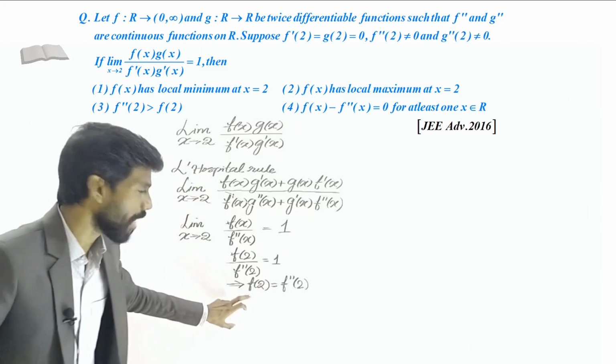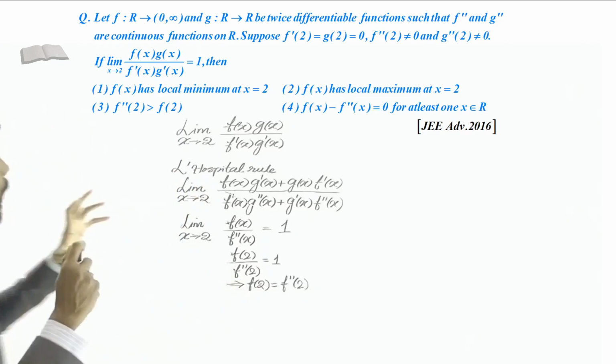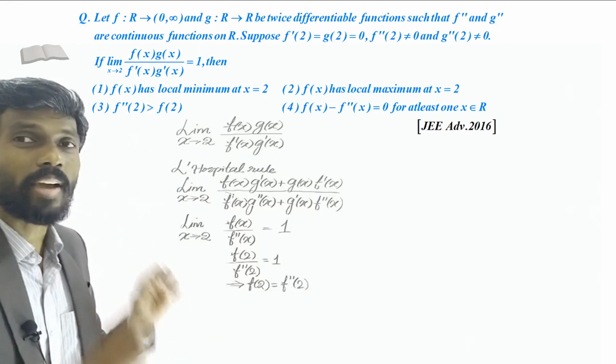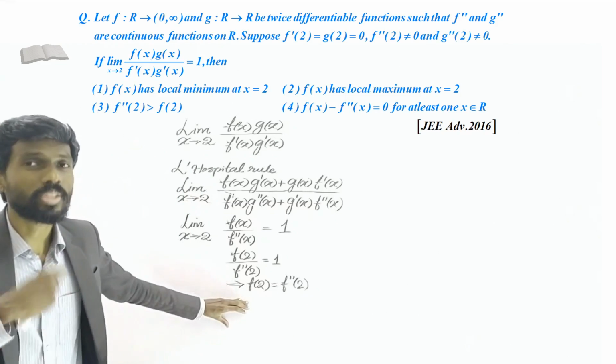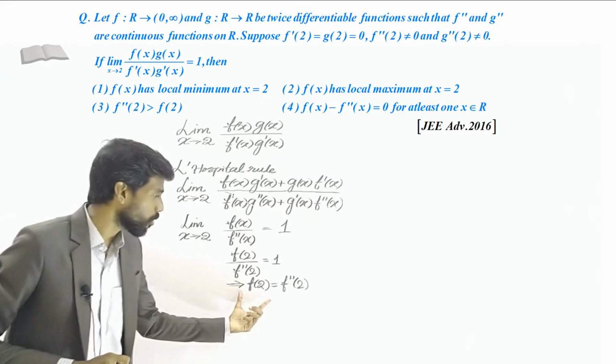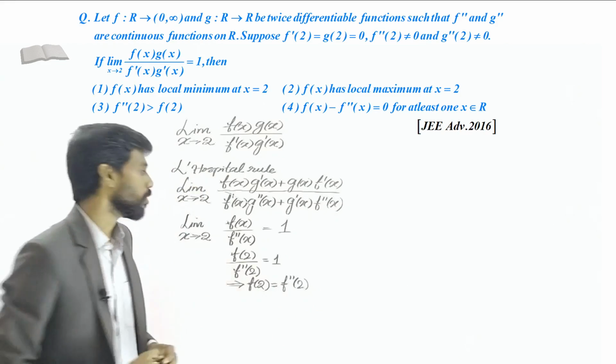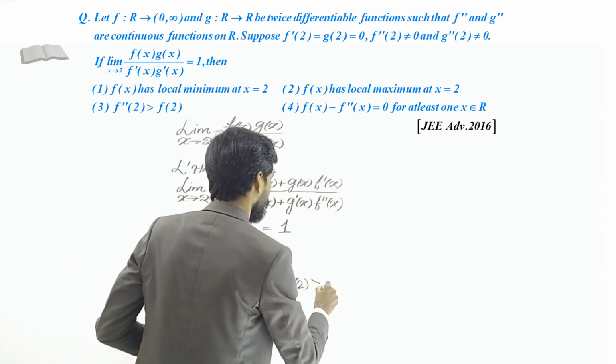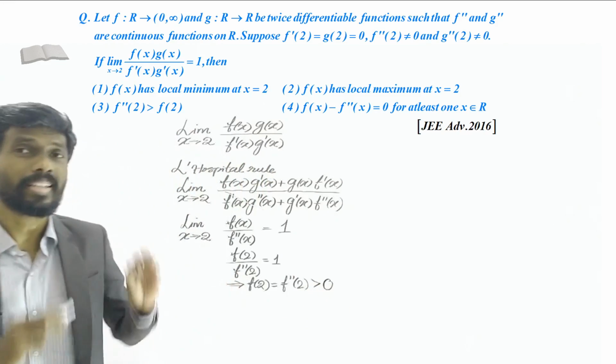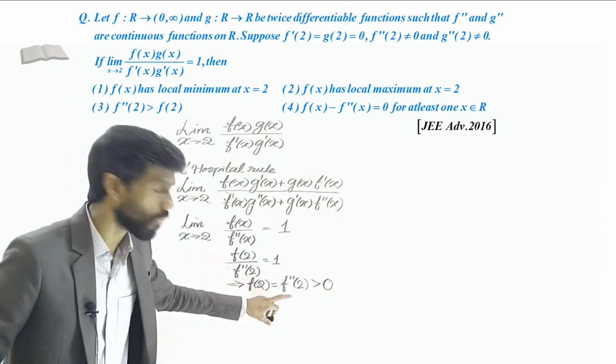It is given that f is a function which has codomain 0 to infinity, which means f of x has range positive values only, no negative value. f of 2 is always positive, so that means f double dash of 2 is also positive. From the codomain given in the question, we can understand that this value has to be positive.